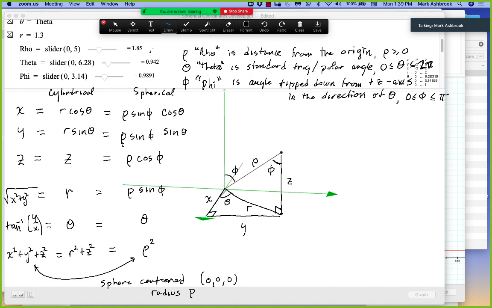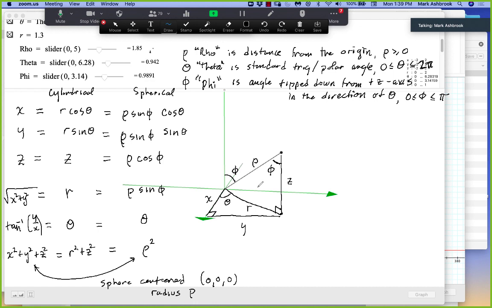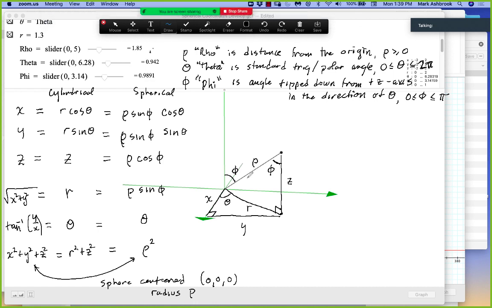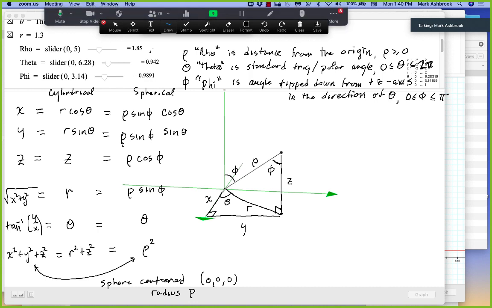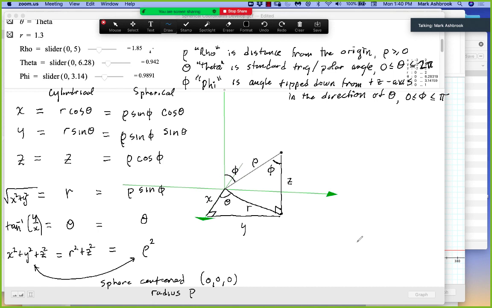So think of shells, right? Think of shells of different radius. That's the way to think of rho as a coordinate. Not just in one direction, but in all directions. So the rho axis, so to speak, would be like concentric spheres coming out from the origin. Different values of rho.